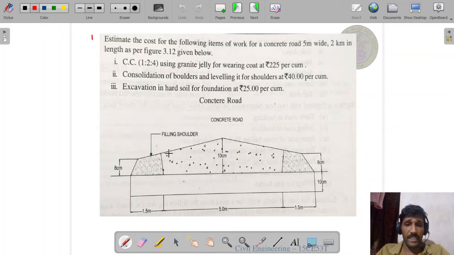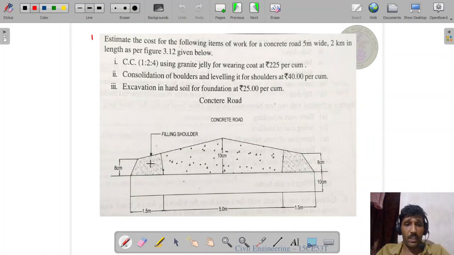Here this is the shoulder, and the wearing coat is 10 centimeter here and 8 centimeter here. Now the average we have to take is 9 centimeter thickness. I am taking the average thickness because slope and camber are not given in this case. If the camber is provided, you can easily calculate it. Since camber is not given, I am taking the average at mid height, 9 centimeter thickness.